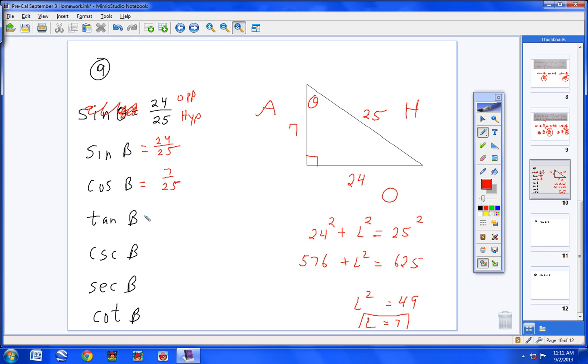Tangent is opposite over adjacent, so 24 over 7. Cosecant is the inverse of sine, so 25 over 24. Secant is the inverse of cosine, so 25 over 7. And cotangent is the inverse of tangent, so 7 over 24. Two problems left, and we're finally done.